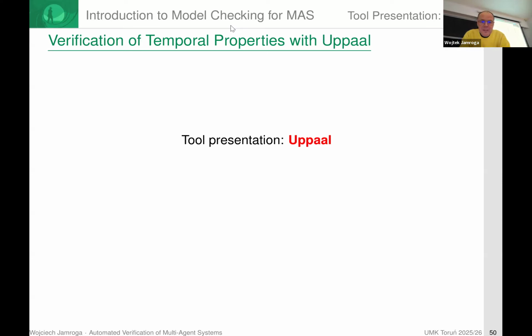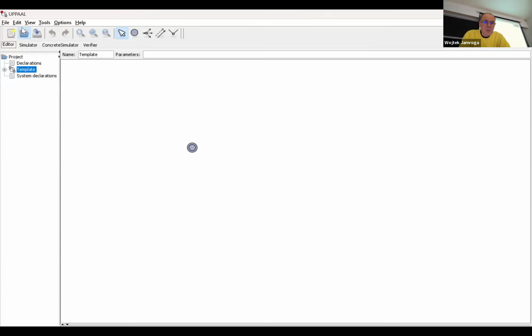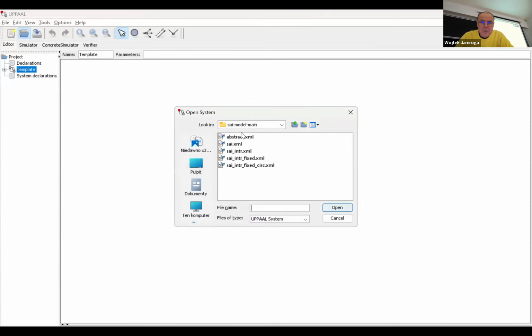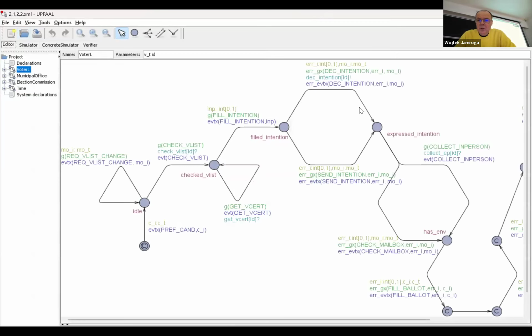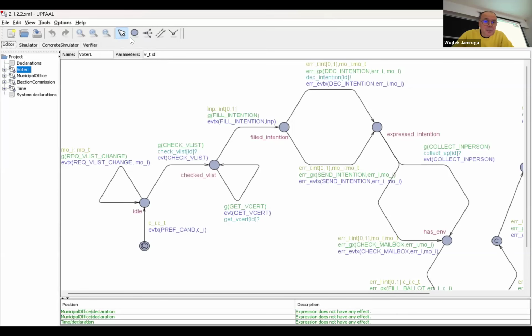And I think for the Zoom meeting, I need to change the window for the UPPAAL window. Okay, so let's see how.